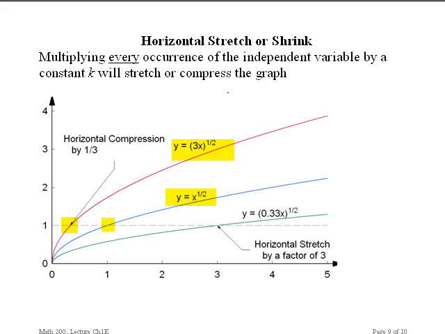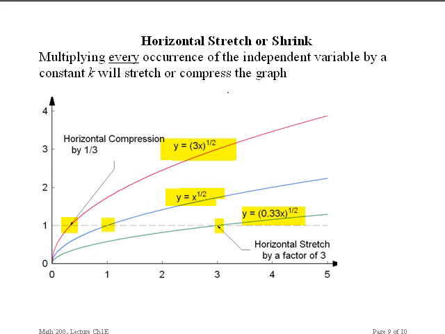Why is that? To get the y of 1 for the original function right here, x was 1. If I want the value of 1 again, what does x have to be? It has to be 1/3. And that is why it's compressed towards the y-axis. On the other hand, if I multiply the x, again using those parentheses, by 1/3, 0.33, then the point that was at 1, 1 is now at the point 3, 1, because in order for y to be 1, x had to be 3. So that's your horizontal stretch or shrink.